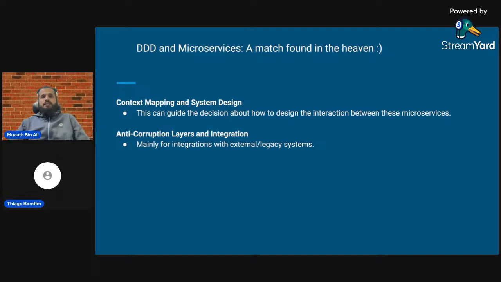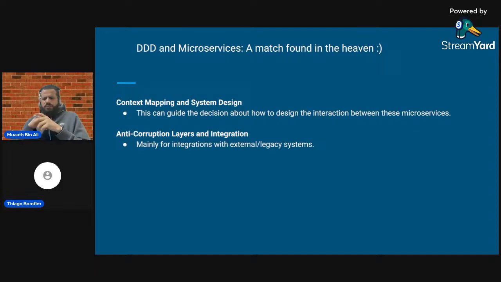Also, we have context mapping and system design. This can guide the decision about how to design the interaction between these microservices. That's very good. So for order management, we need to draw the boundaries. This order microservice, which other microservice will it talk to? We can draw the relationship between orders and shipping. Maybe it will talk to shipping, maybe to customers, maybe to another microservice like the delivery microservice, and so on. So domain-driven design always helps us establish the relationship between all the subdomains. This is another good feature of applying domain-driven design with microservices.